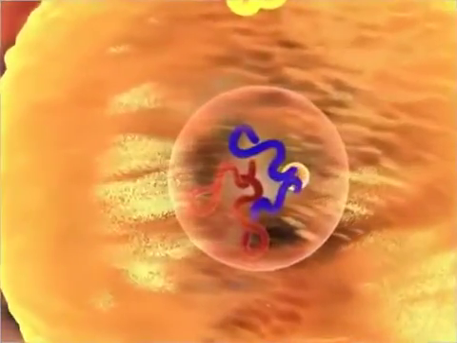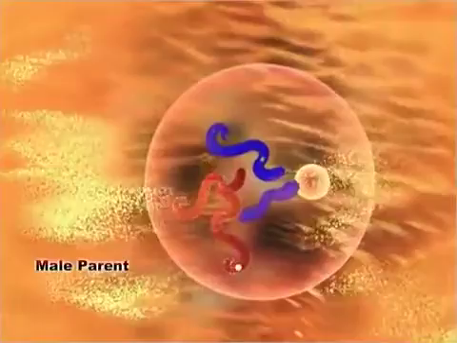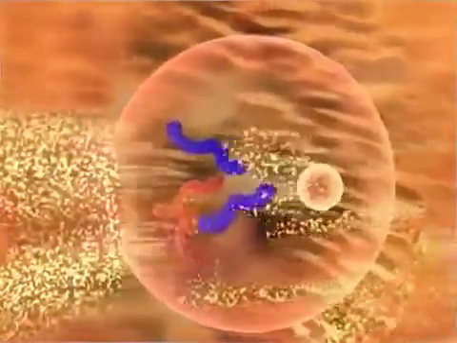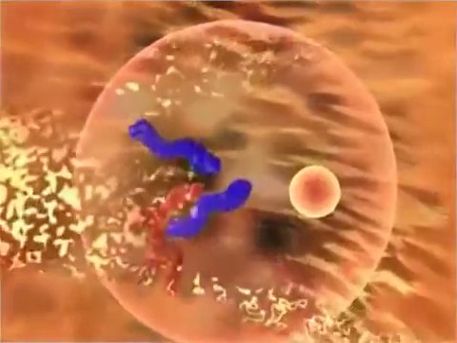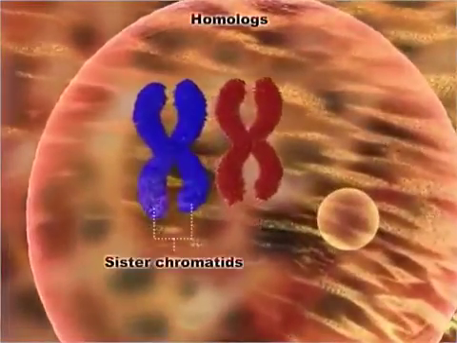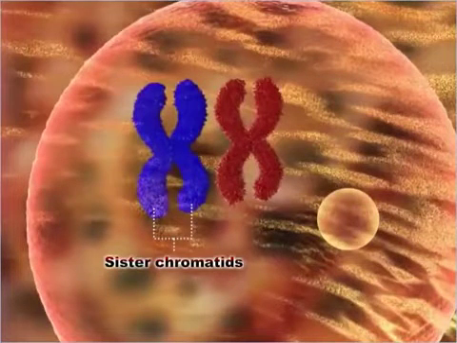Each diploid cell has 2 copies of each chromosome, one inherited from the male parent and the other from the female parent. These 2 copies, coming from different parents, are similar to each other and are called homologs. Now let us look at the different stages of prophase 1 in detail.